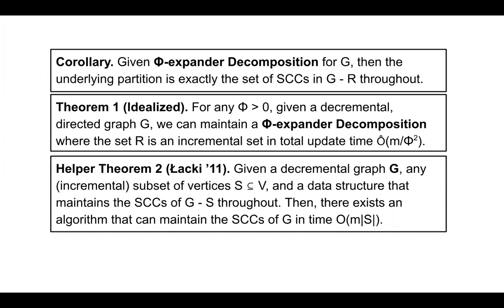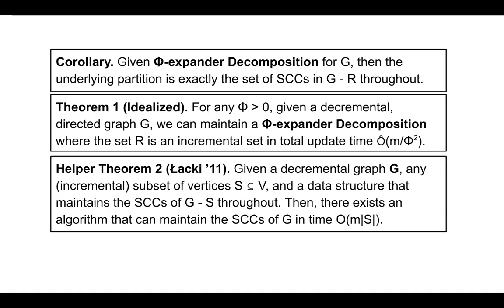And this helper theorem that I stated here tells you that if you have a graph G and a subset of vertices S and a data structure that maintains the SCCs of G minus S, then there exists an algorithm that can lift these SCCs of G minus S to the SCCs of G in time m times S. So there's an additional time on top of maintaining the SCCs of G minus S.